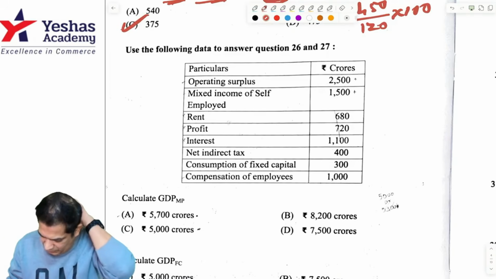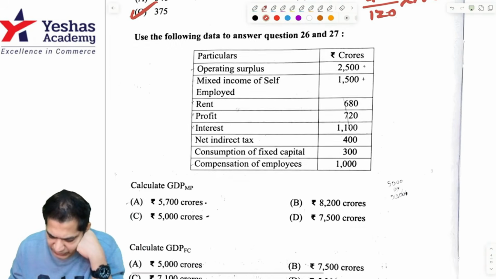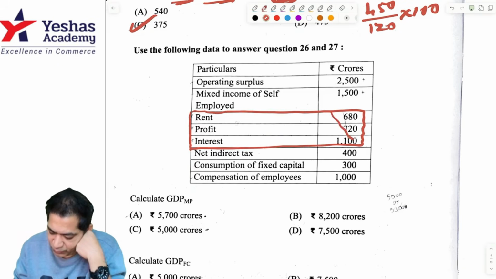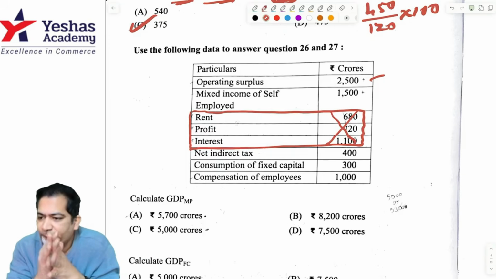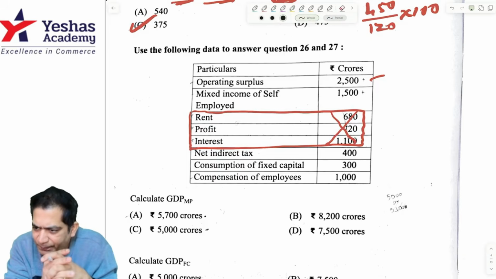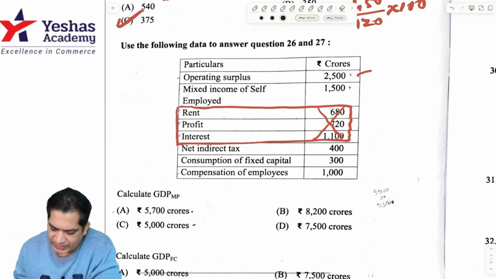Next. Use the following data to answer questions 26 and 27. Particulars given: operating surplus, mixed income of self-employed. Now you see here, they have given operating surplus and they have given rent, interest and profit. Rent, interest and profit together is operating surplus, so we ignore those. Net indirect taxes, consumption of fixed capital, compensation to employees. So what was the formula? Compensation to employees plus operating surplus plus mixed income of self-employed plus depreciation. Since at market price we have to add the taxes as well, net indirect taxes.